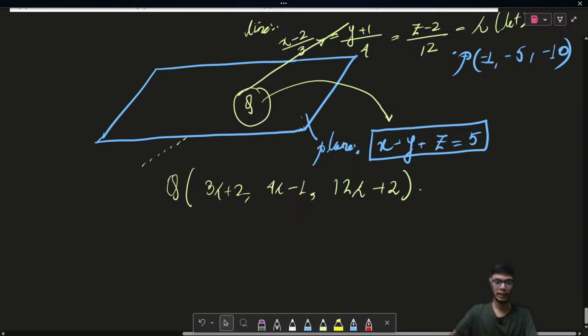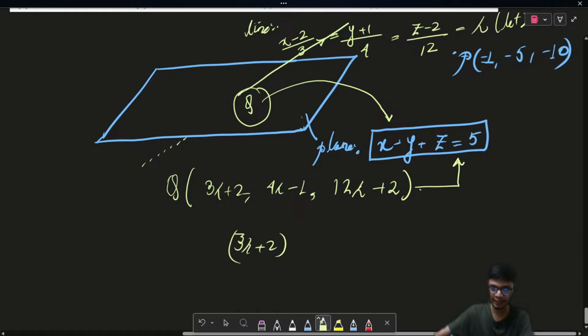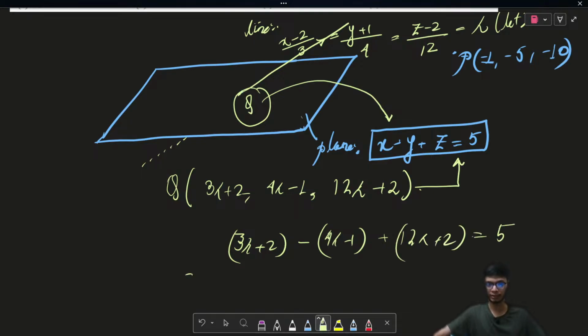So if I substitute this point Q into the plane equation, what will I get? Substituting, you will get 3 lambda plus 2 minus (4 lambda minus 1) plus 12 lambda plus 2, and that will be equal to 5. If you solve for it, you'll get the value of lambda.